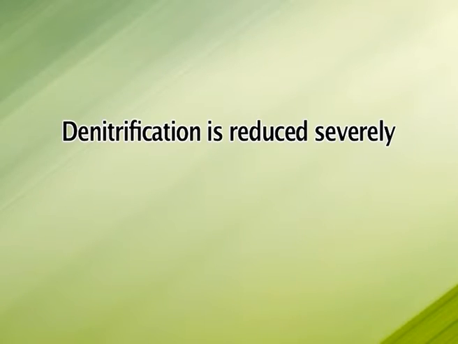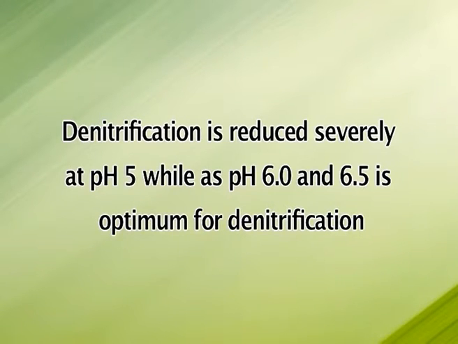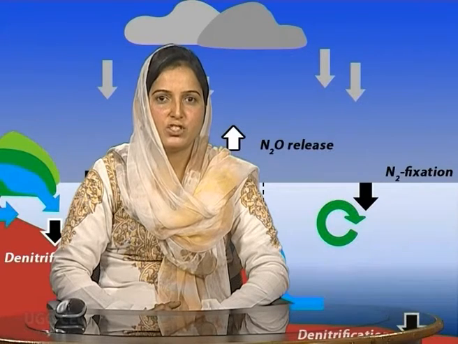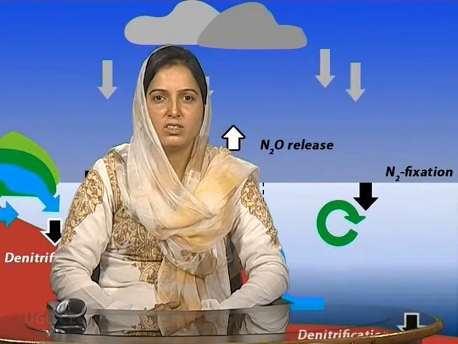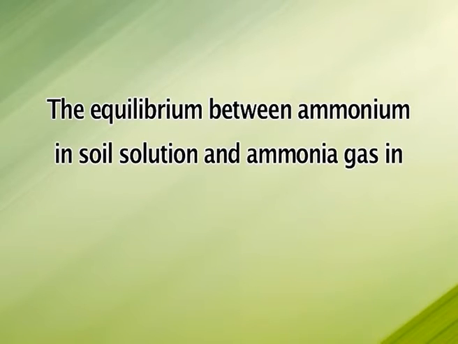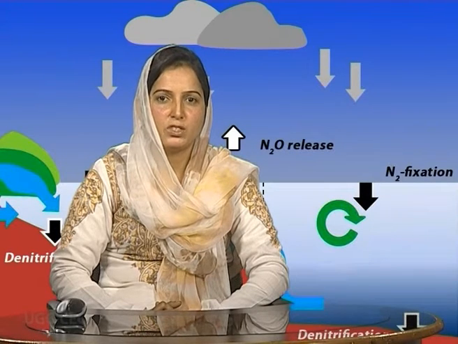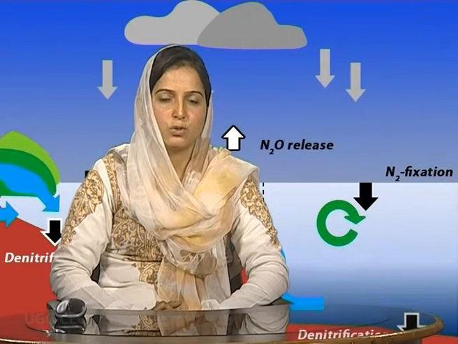Denitrification is reduced severely at pH 5, whereas pH 6 and 6.5 is optimum for denitrification. At neutral soil pH, nitrification is rapid. However, in acid soils, nitrification is slow. The equilibrium between ammonium in soil solution and ammonia gas in soil pores is significantly influenced by soil pH. Higher soil pH coupled with high soil temperature enhances ammonium volatilization from the soil.